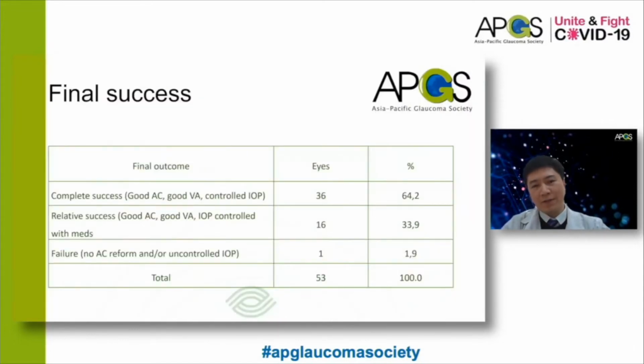So in terms of final success, 33 eyes got complete success, defined as a good anterior chamber, good visual acuity, and IOP under control, in 64%. We also got relative success, defined as a good anterior chamber, good visual acuity, but IOP needing some additional medication, in the other 33%. And we got only 1 case of failure that finally needed trabeculectomy to control the IOP.